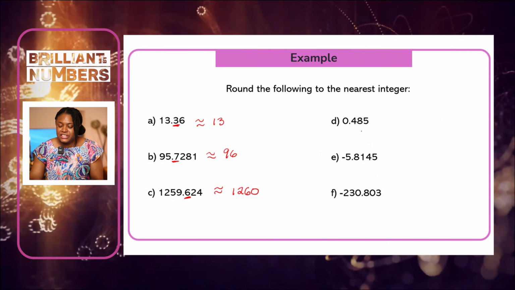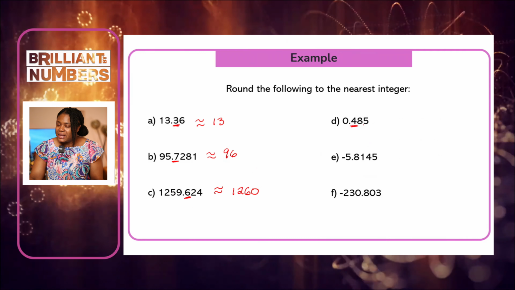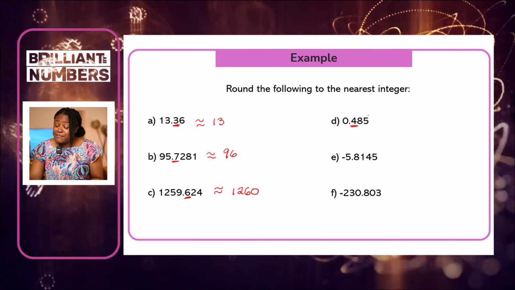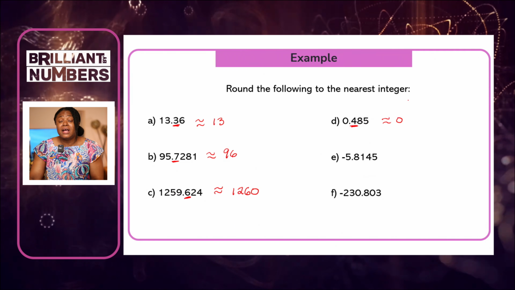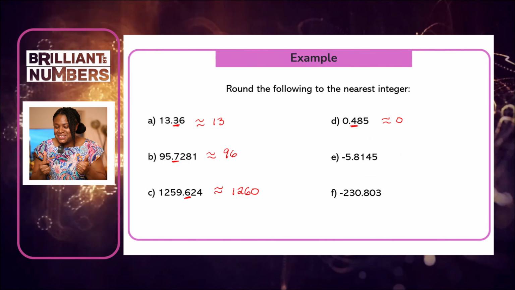Part D asks us to round 0.485 to the nearest integer. So again, the 4 is in the 10th place. Remember, 4 we have to round down. So therefore, the number is going to actually be just 0. This is okay because 0 is also an integer.